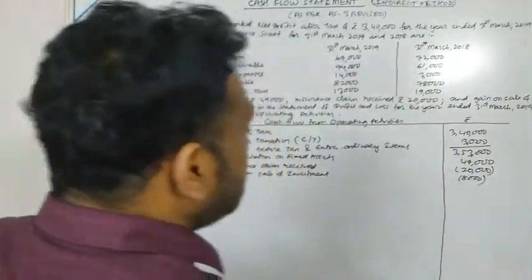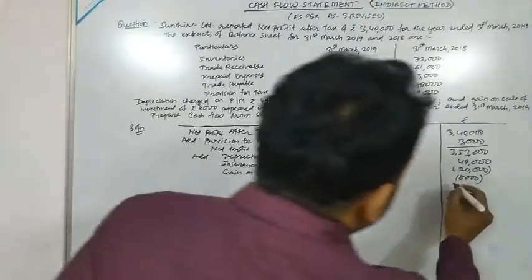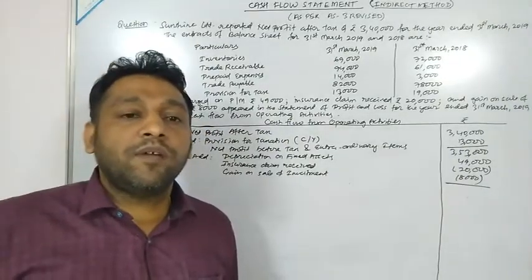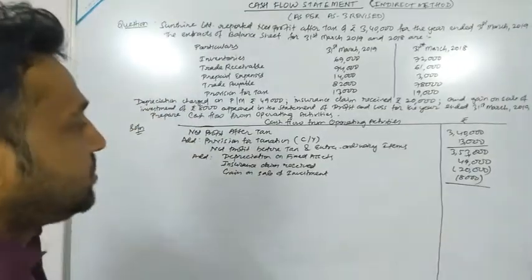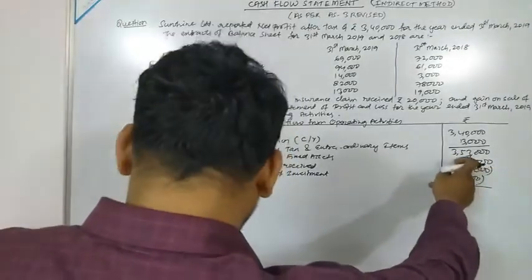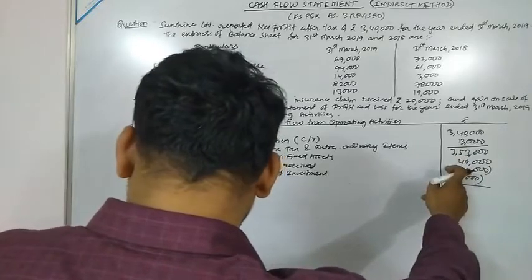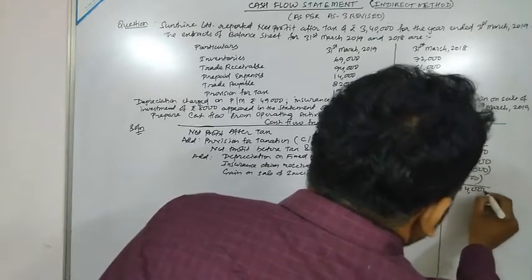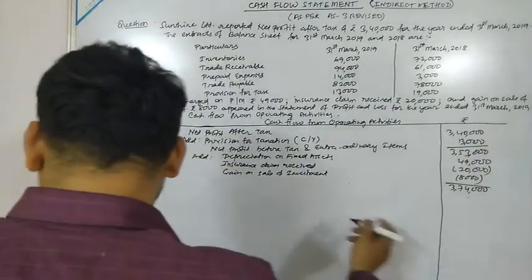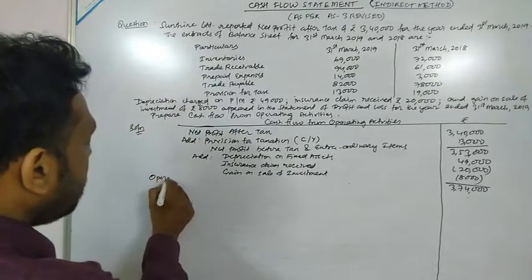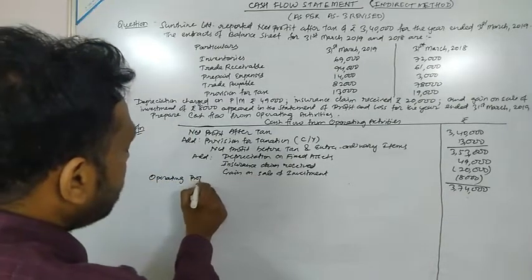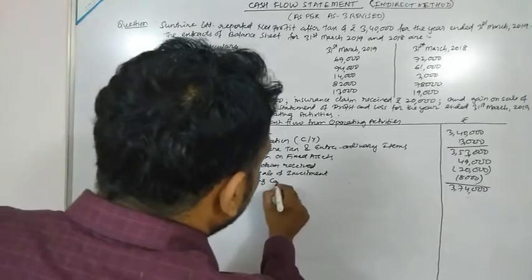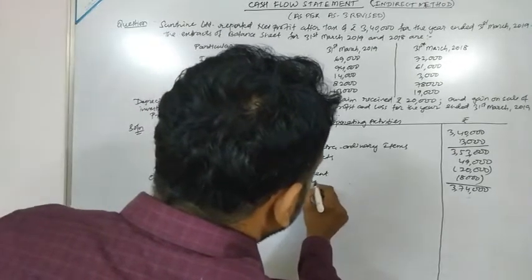After the calculation of all these items, whatever answer we get will be your operating profit before working capital changes. So 3,53,000 plus 49,000 minus 20,000 minus 8,000. How much will be the amount? It is 3,74,000. This will be your operating profit before working capital changes.